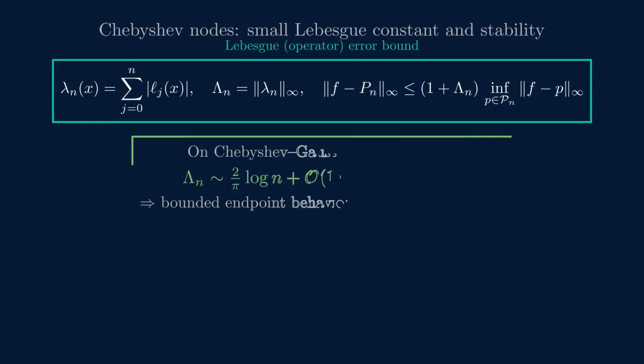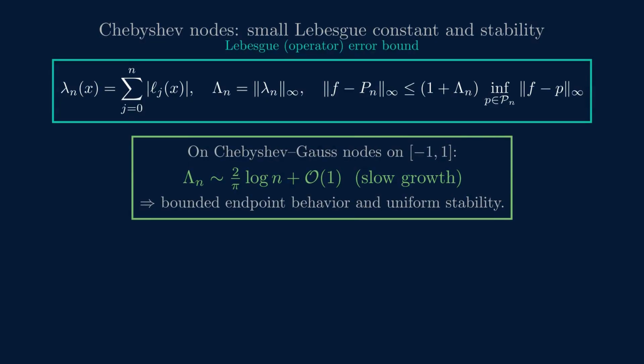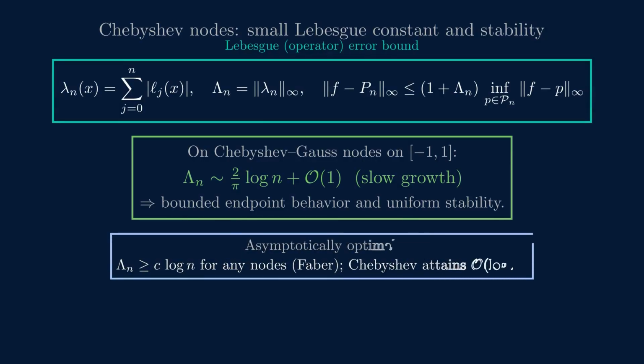On Chebyshev Gauss nodes on the interval -1 to 1, lambda sub n grows like 2 over pi times log n up to a constant. The endpoint behavior remains controlled, and the operator is uniformly stable. Asymptotically optimal, Faber's lower bound shows lambda sub n is at least c times log n for any node set, and Chebyshev achieves order log n.